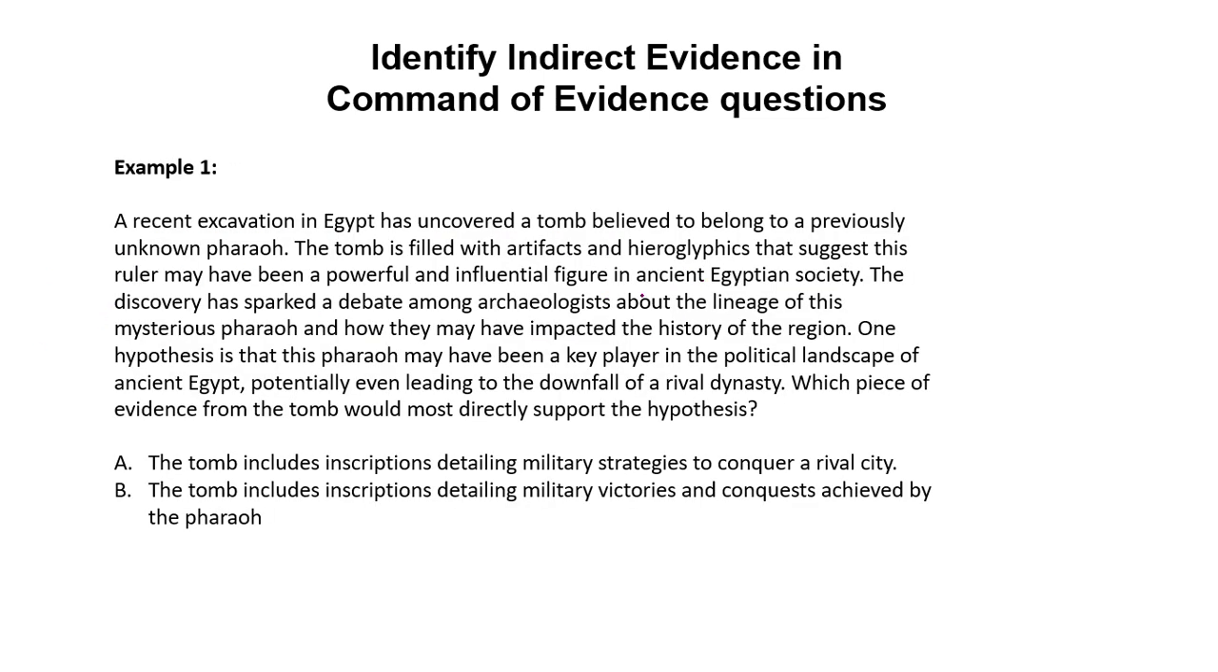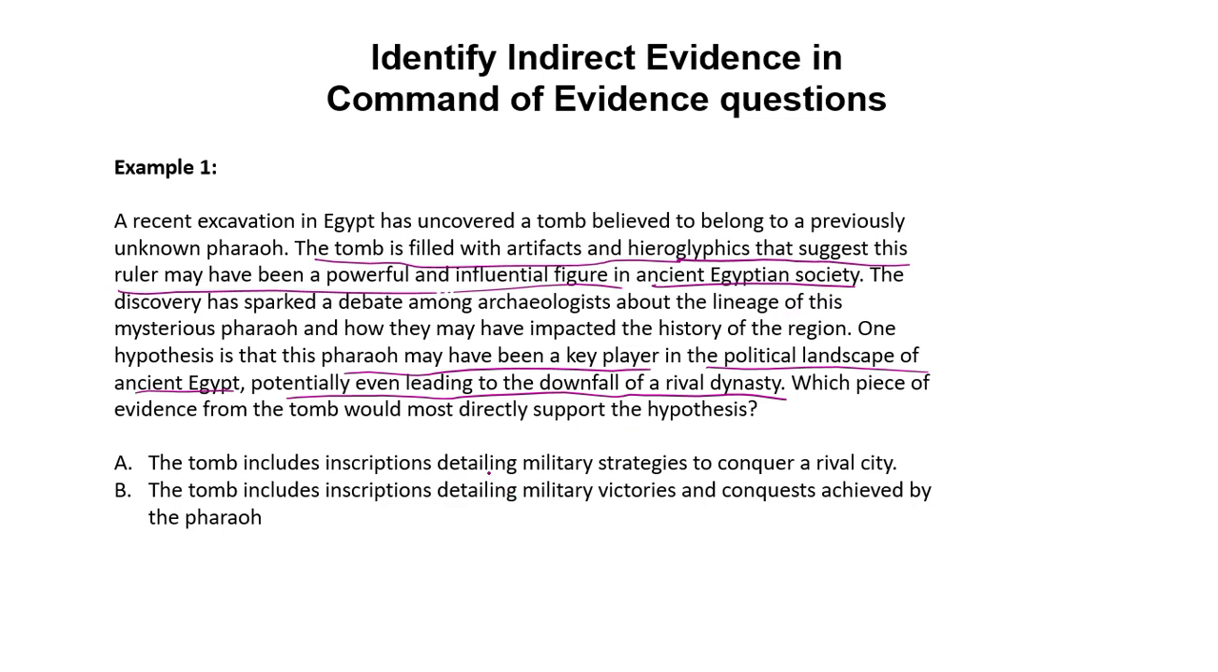So in this example, the question is which piece of evidence from the tomb would most directly support the hypothesis? First let's find the hypothesis. The hypothesis is that this pharaoh may have been a key player in the political landscape of ancient Egypt, potentially even leading to the downfall of a rival dynasty. Now, what is the evidence? The evidence here is this: the tomb is filled with artifacts and hieroglyphics that suggest that this ruler may have been a powerful and influential figure in ancient Egyptian society.